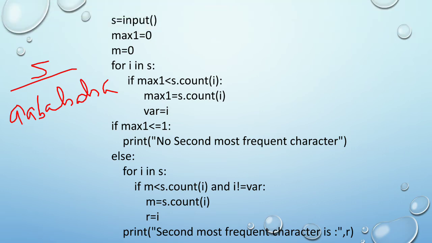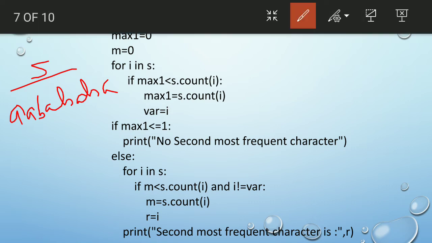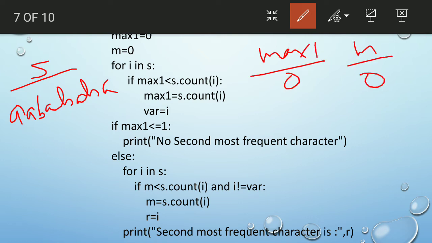So we had taken that one. We are considering two variables, that is max1 equals to 0 and m equals to 0. Why had I not taken max only? Because max is a keyword in Python to find the maximum element from a list or from a set. So we can't use a keyword as a variable name, so we have taken max1. Now check how our program works.